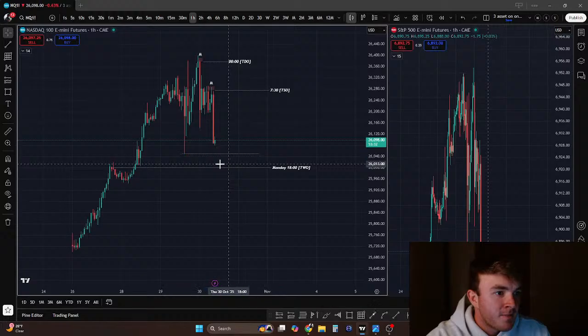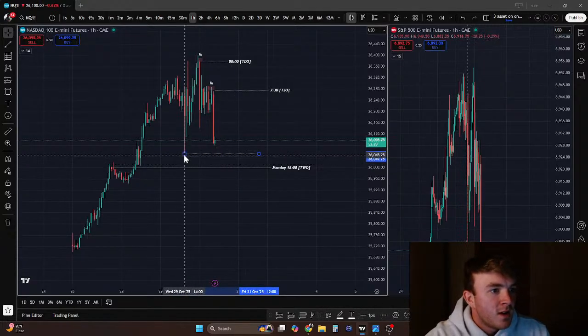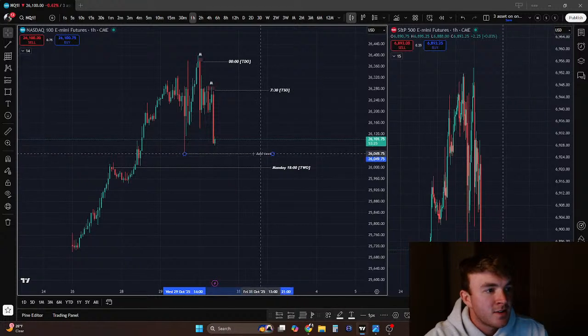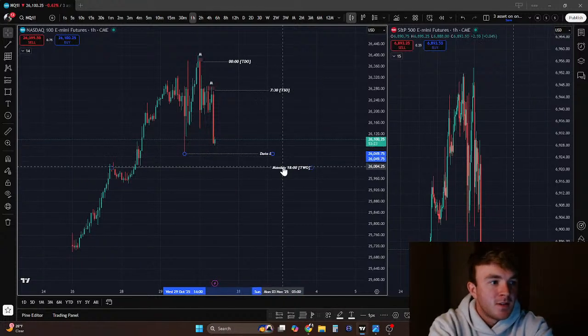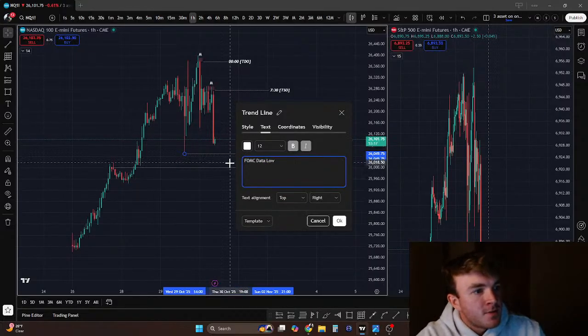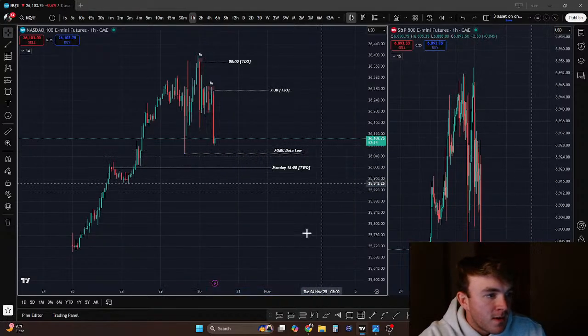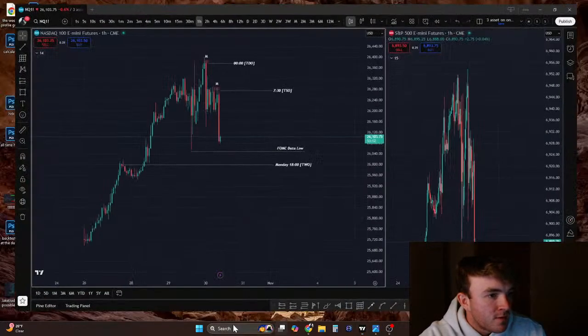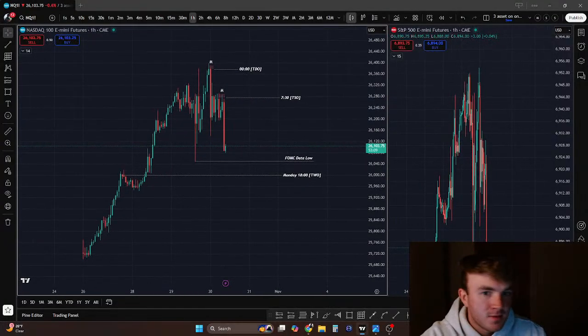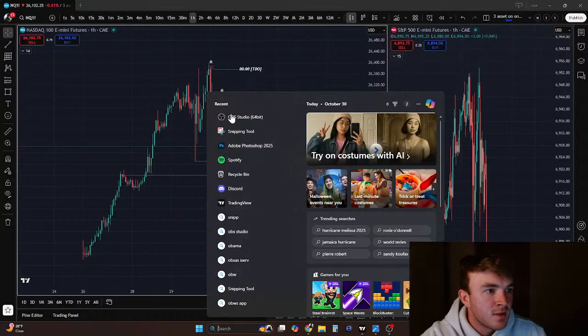We have, what is this called? This is essentially data low. Why? Because it's FOMC, right? So data low right here. So very well could be drawing lower. Still just gathering information.